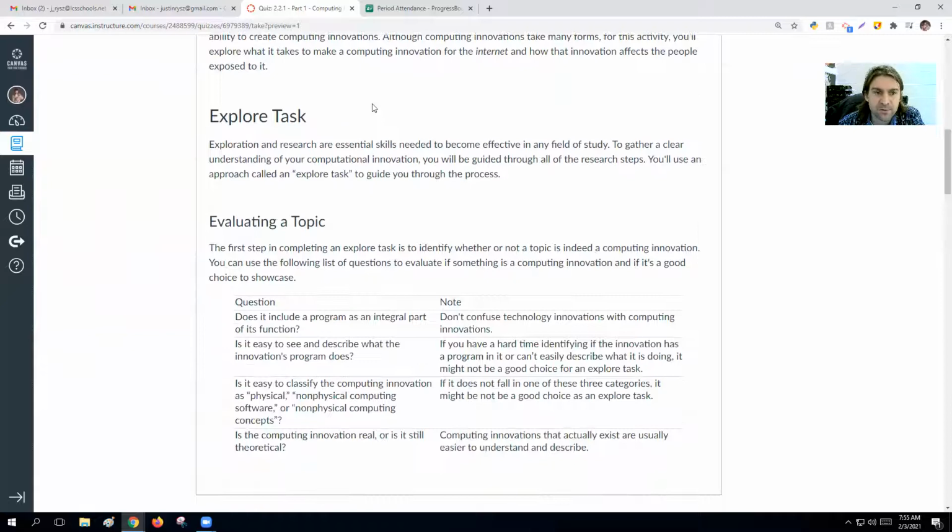So here's our explore task. Exploration and research are essential skills needed to become effective in any field of study. To gather a clear understanding of your computing innovation, you'll be guided through all the research steps. We'll use an approach called the explore task to guide us through the process. I'm not sure if you guys have done this in any other class like an IED or POE, but we're going to go through the same steps that we do anytime we're trying to explore a new thing.